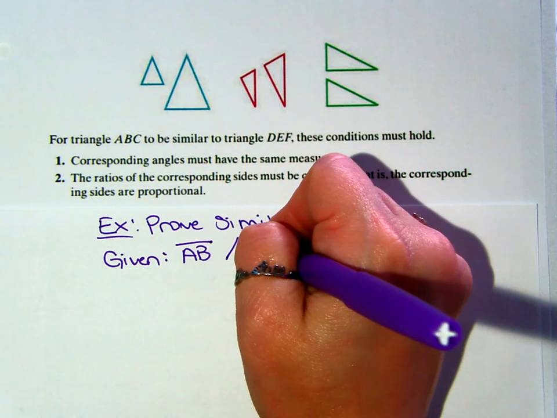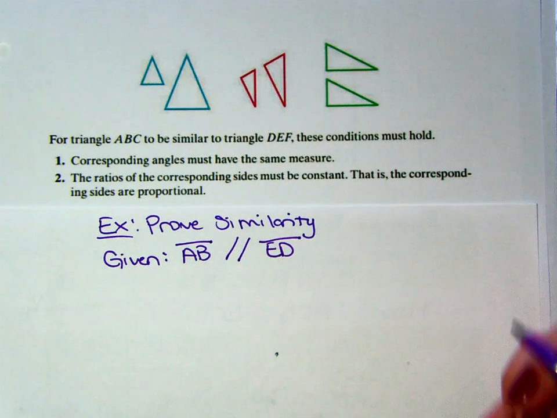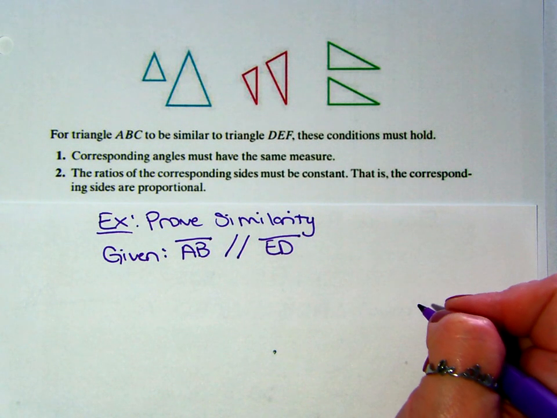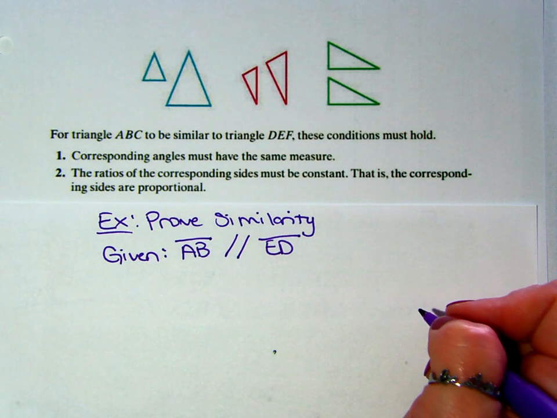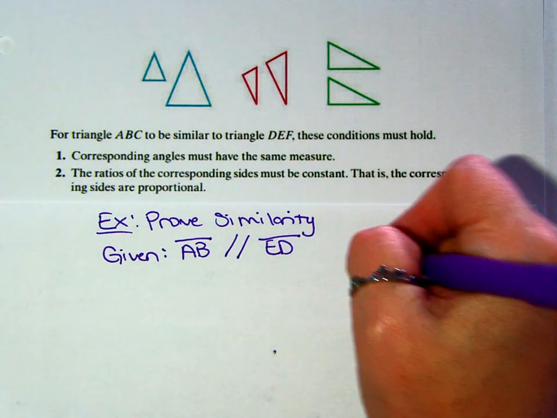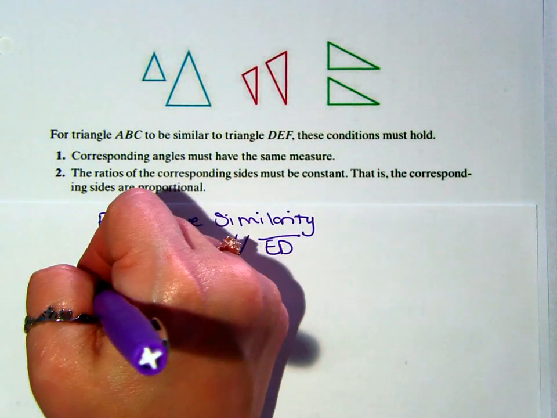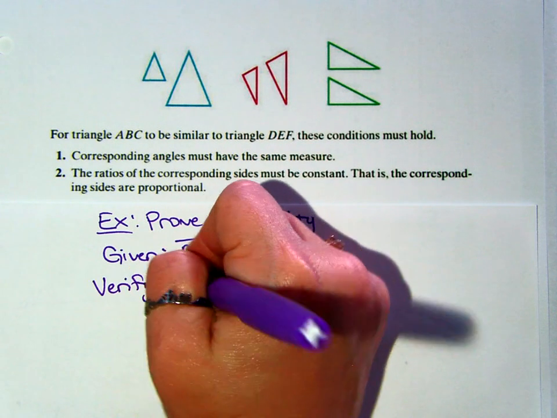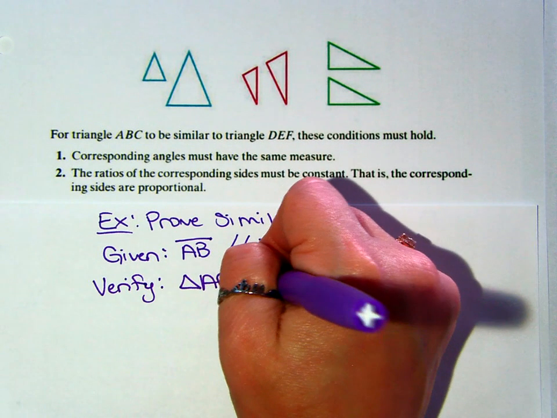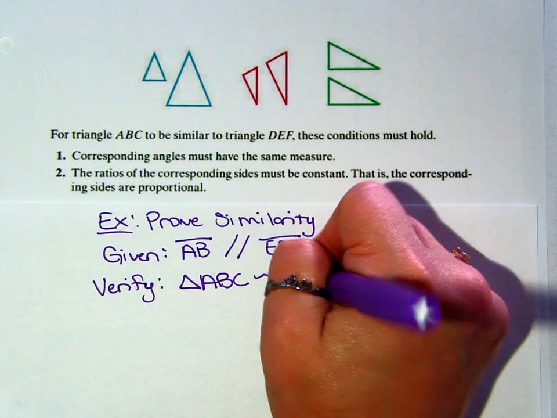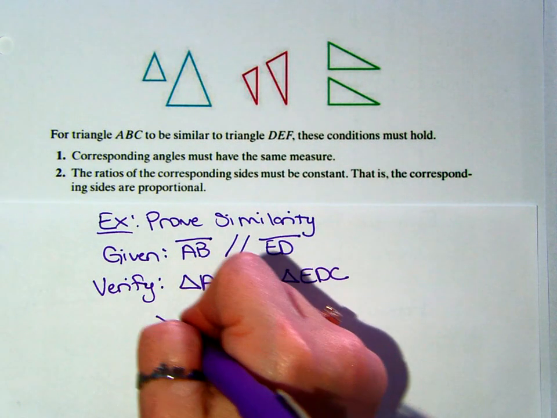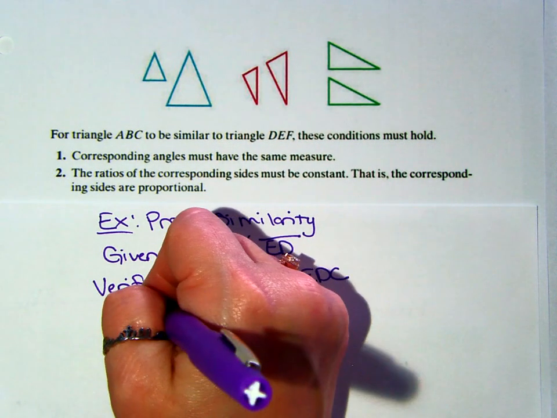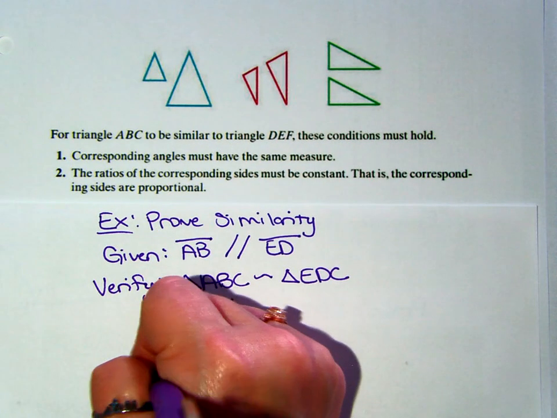If you see that as one of your given statements, it's a good idea, you're probably going to be using some of your transversal information. So you might want to get your transversal stuff out from 9.1. And we need to verify or prove that triangle ABC is similar to triangle EDC. And this picture is going to look pretty similar to the first one. We just don't have the same given information, so we can't make the same logical conclusions.